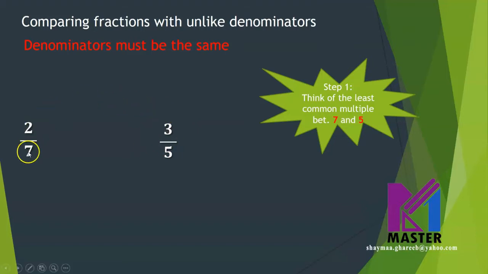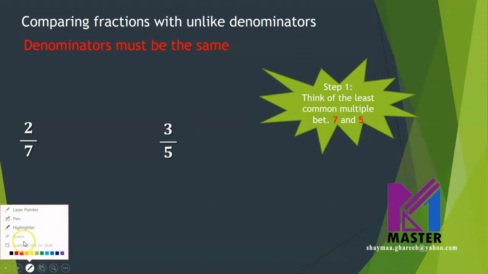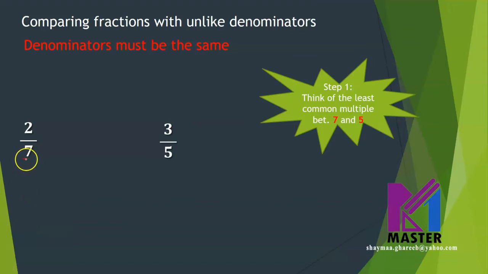I will start with the biggest number, which is the 7. And what should I do? I have to think of the multiples of the 7. Let's recall the multiples of 7 together. The first multiple is 7. Is 7 a multiple of 7? Yes. Is it a multiple of 5? No. So I will move to the next multiple. It is 14. 7, then 14. Is 14 a multiple of 7? Yes.